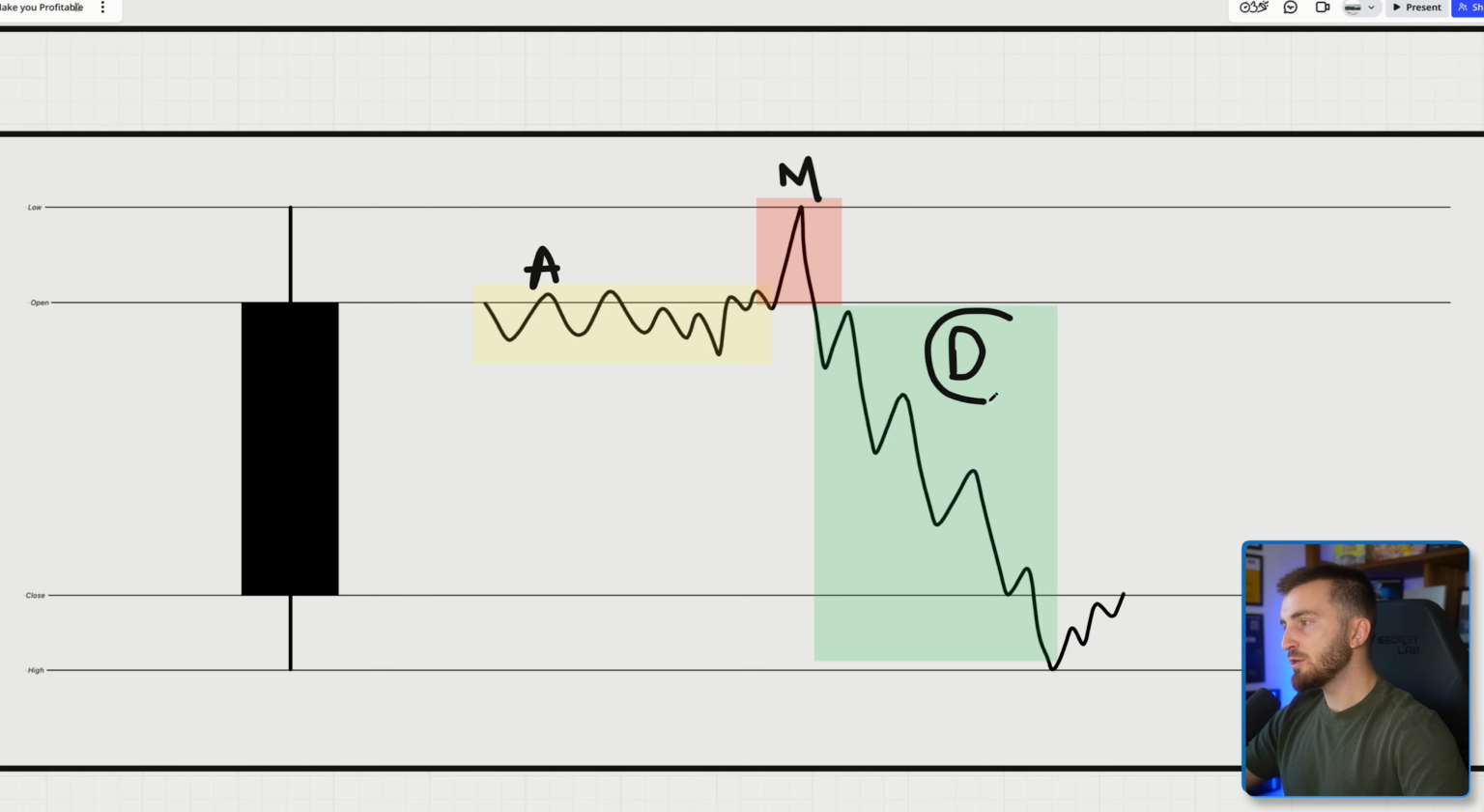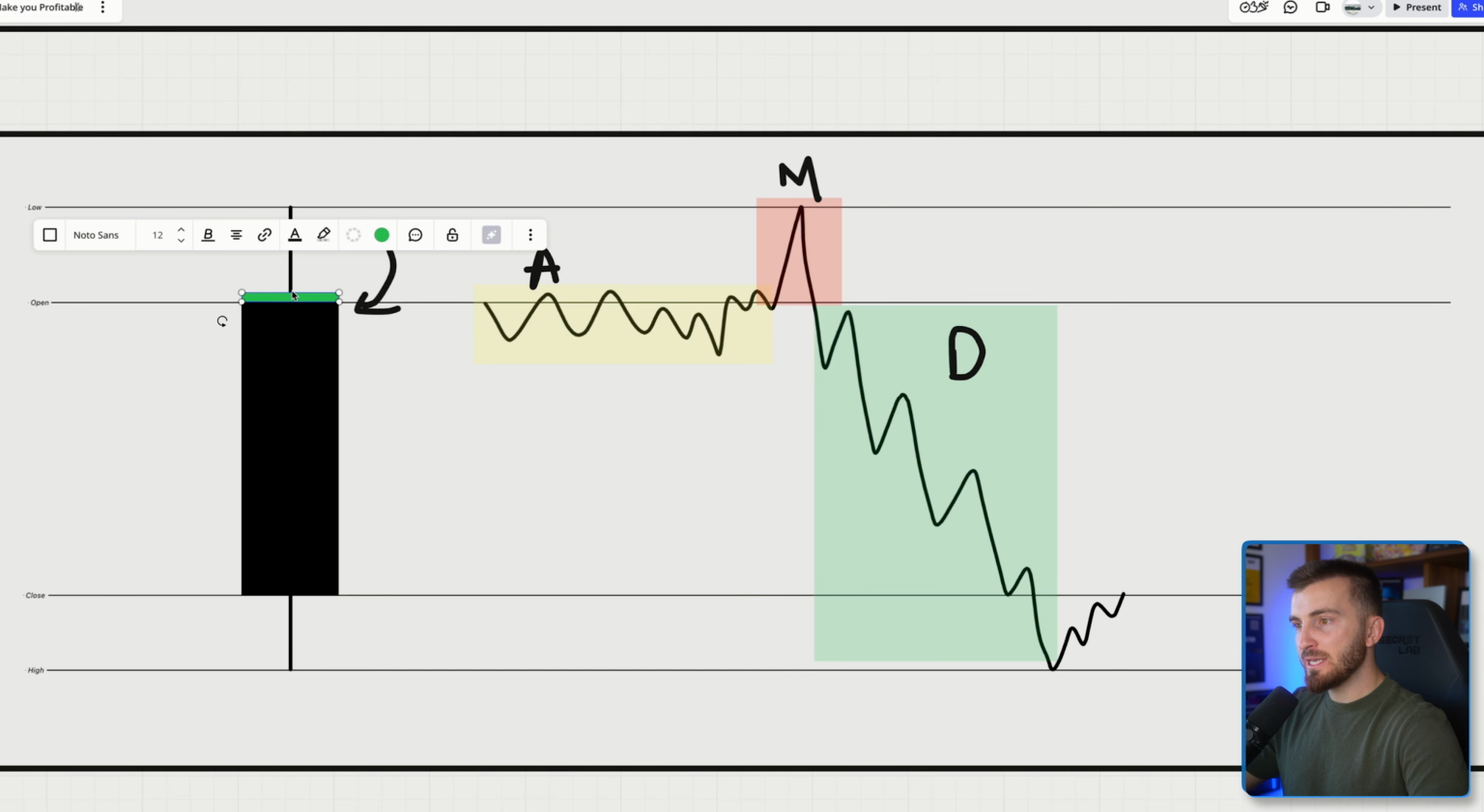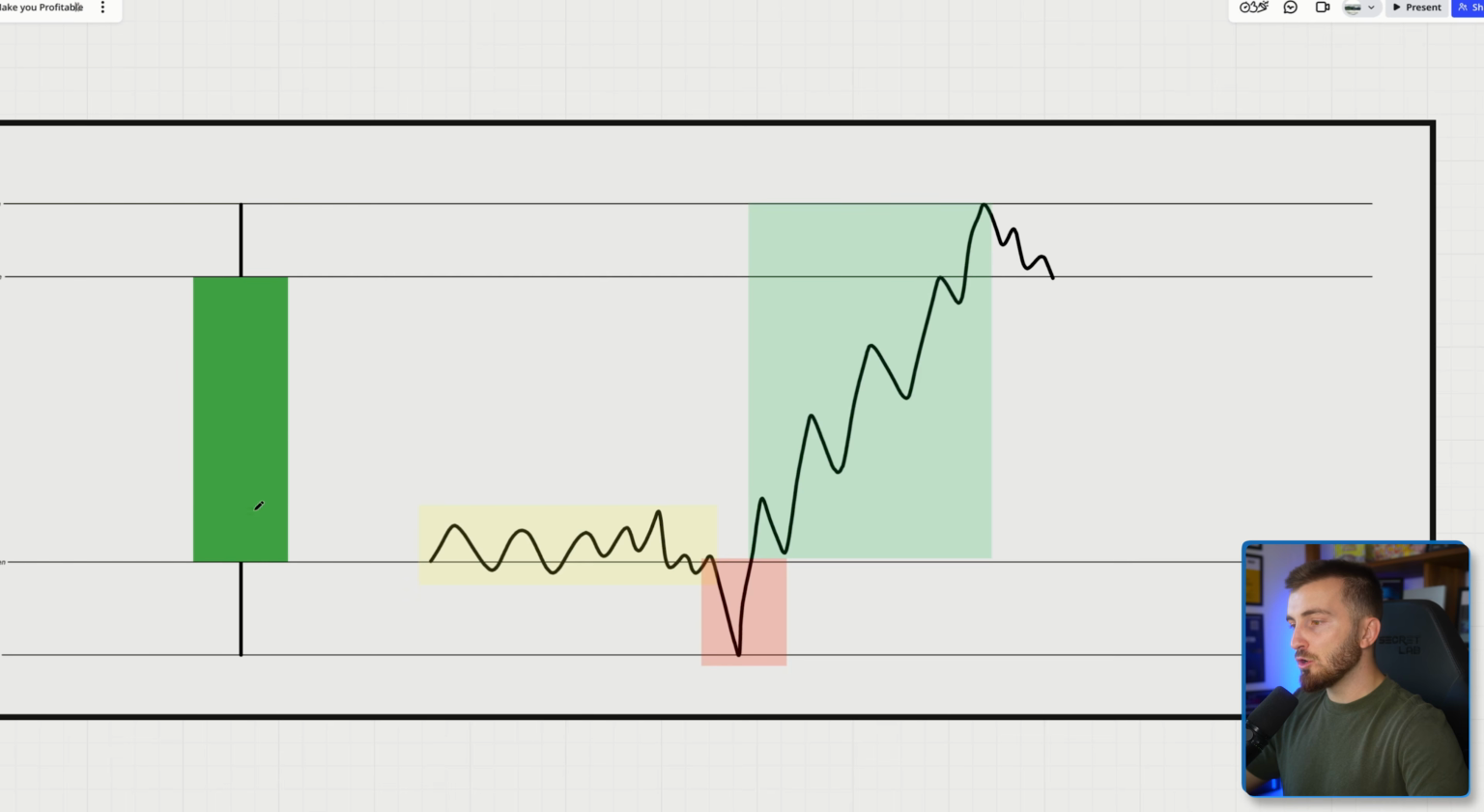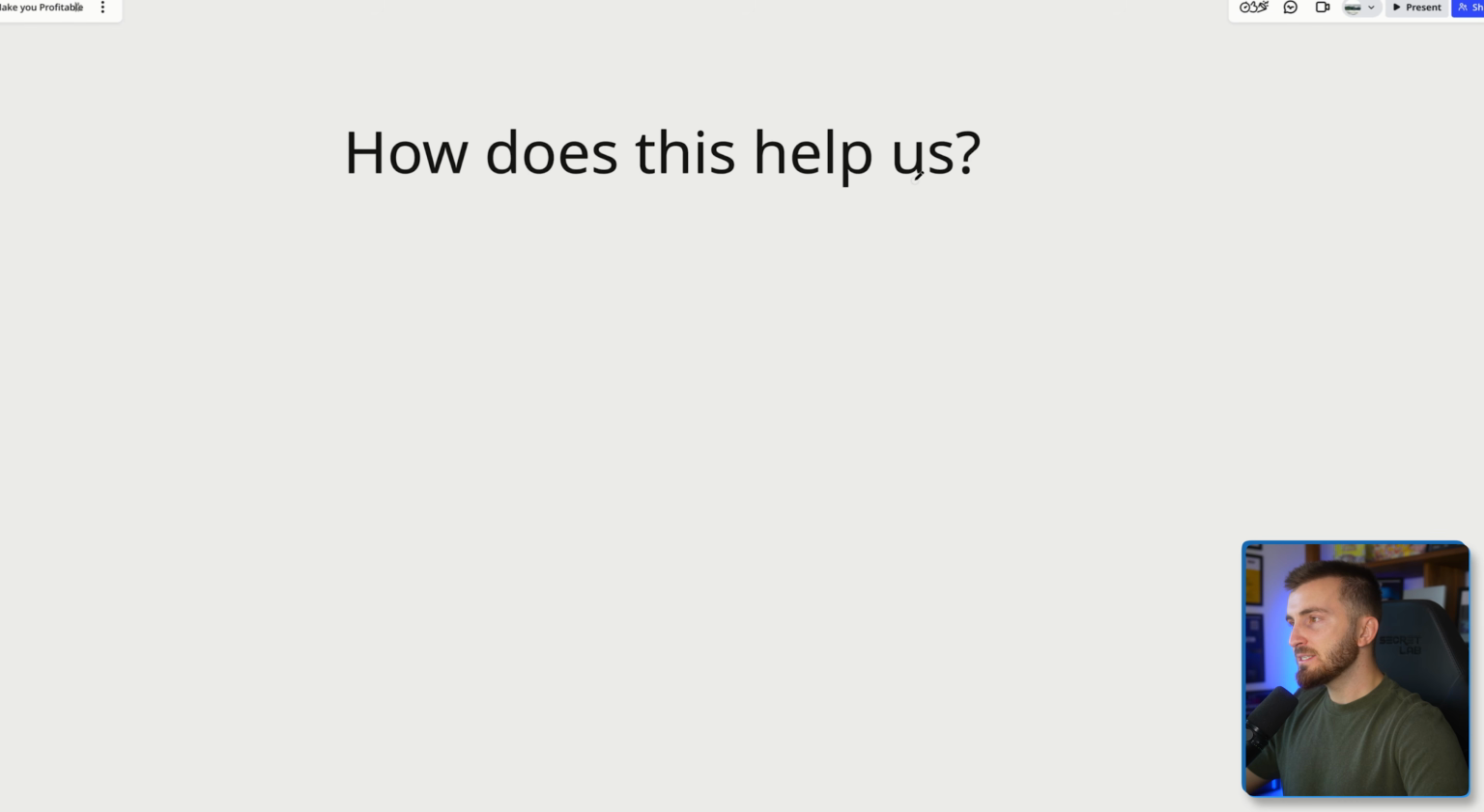And then we have the distribution stage of the delivery, which is when the market starts going in our desired direction. But notice how every bearish candle at one point was actually a bullish candle before it started reversing and started moving to the downside, creating the expansion. And the same thing goes for the bullish candle that at one point was a bearish candle before we had the bullish delivery. Now, how does this help us?